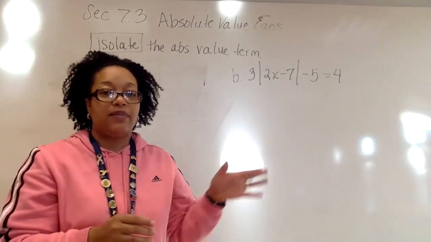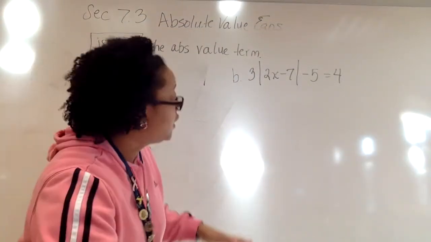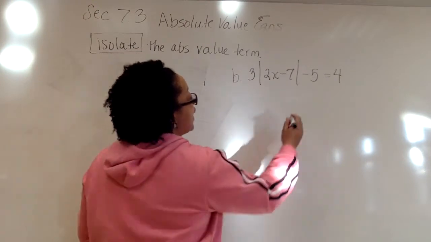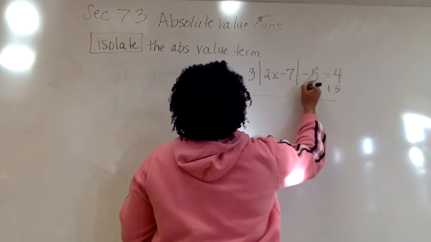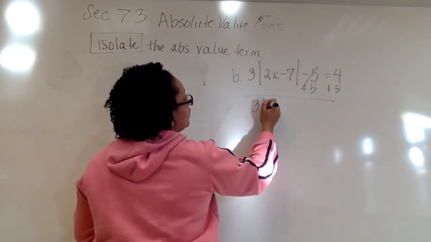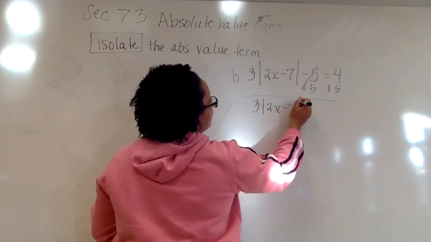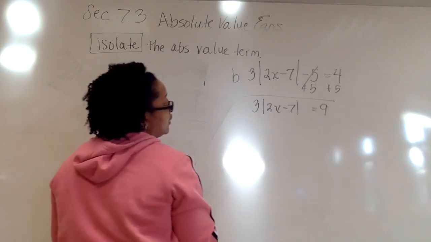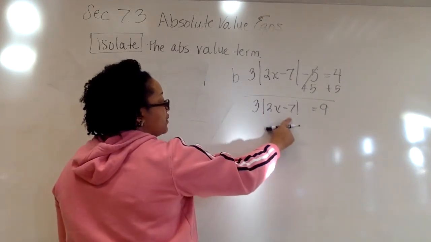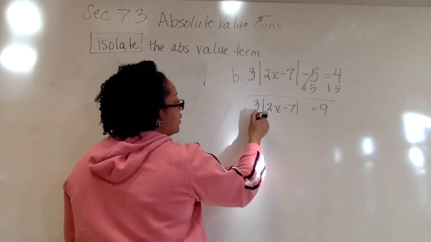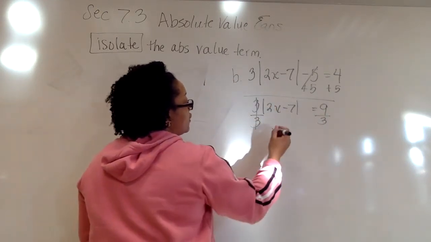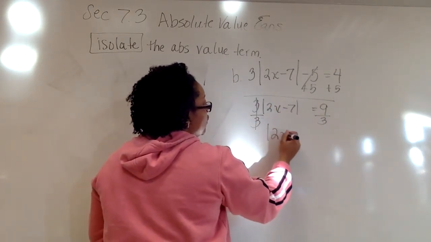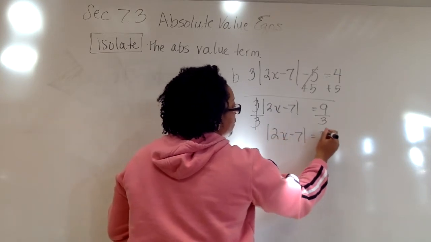All right, so let's finish up example B. Hopefully, you added 5 to both sides. The 5's cancel. You bring down what's left. Okay? 3 times means I need to divide to get rid of the 3. So that leaves me absolute value of 2x minus 7 is equal to 3.